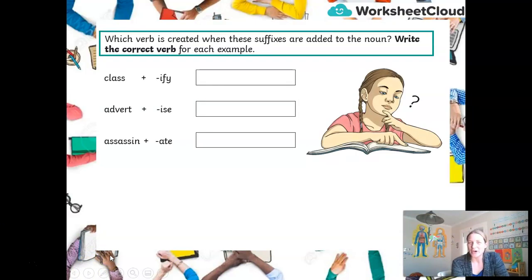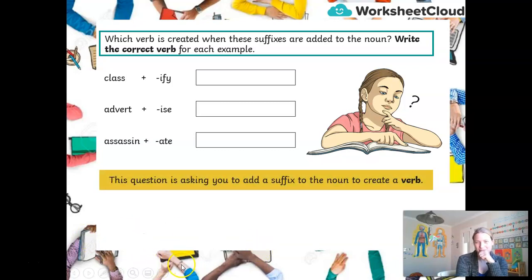Right, here we go. Question number 1. Which verb is created when these suffixes are added to the noun? So you're going to, in your books or on your piece of paper, write the correct verb for each example. So if I add "-ify" to class, "-ise" to advert, and "-ate" to assassin, what new word is created? And remember, those new words become verbs. They change from nouns to verbs. Okay, so remember the question's asking you to add a suffix to the existing noun to create a verb.